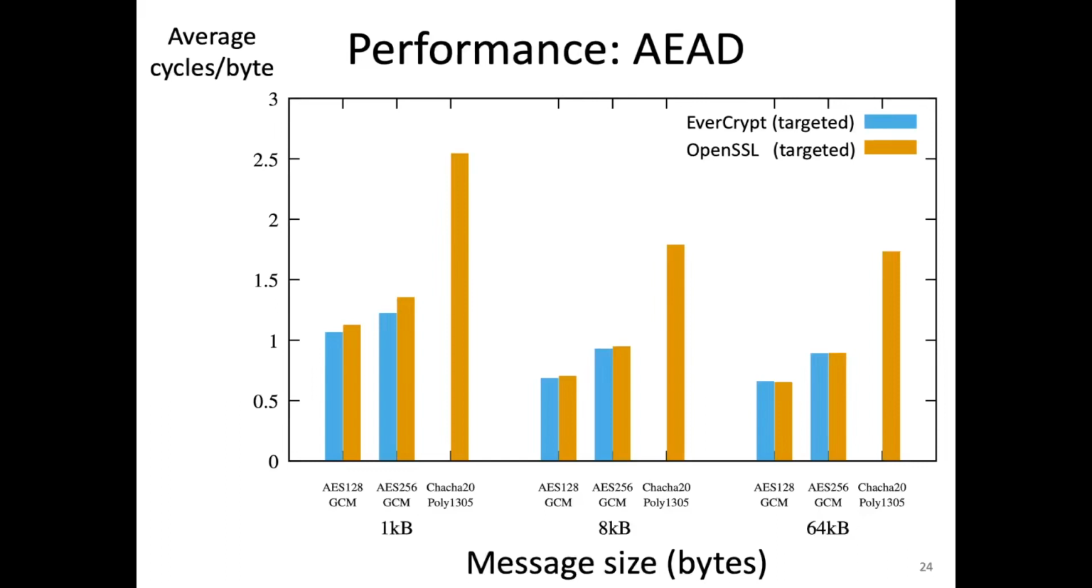Our first observation is that all of the AES implementations consistently outperform Cha-Cha-Poly, thanks to their use of Intel's AES-NI instructions. The second observation is that EverCrypt, shown in blue, is consistently matching or beating OpenSSL's performance, shown in orange. And for large enough messages, both versions required less than 1 cycle per byte to provide authenticated encryption.